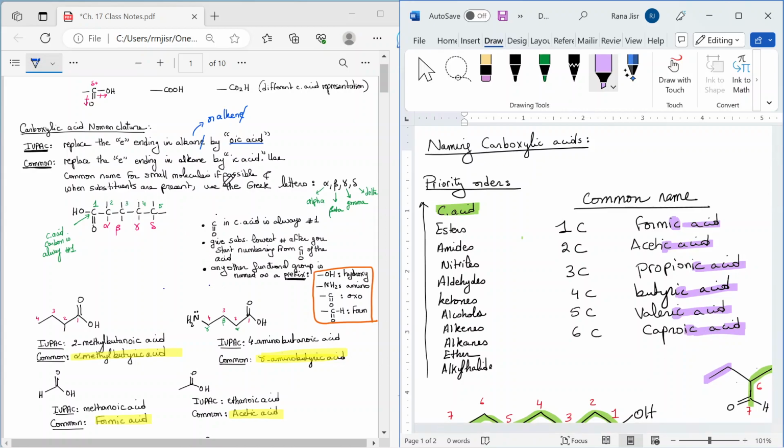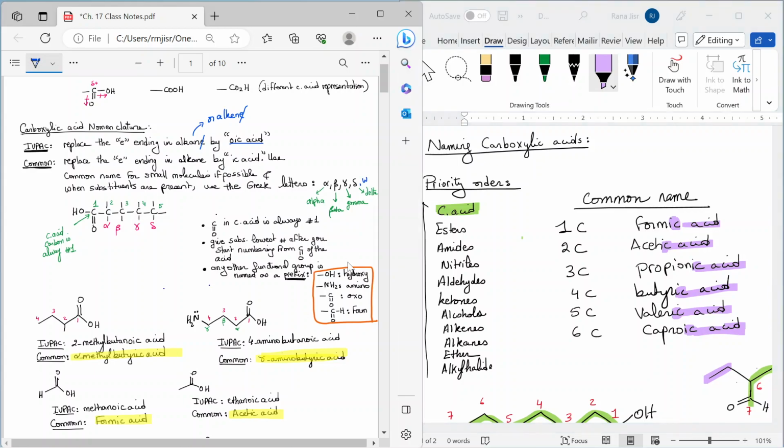Now, if you have any substituents, we don't use the numbers 1, 2, 3 with common. We use the Greek letters. And the Greek letters are alpha, beta, gamma, delta. I'm going to add one more, which is omega. W is omega in there. And this is on carbon number 6. So if you have carbon number 6 in there, that is going to be an omega carbon.